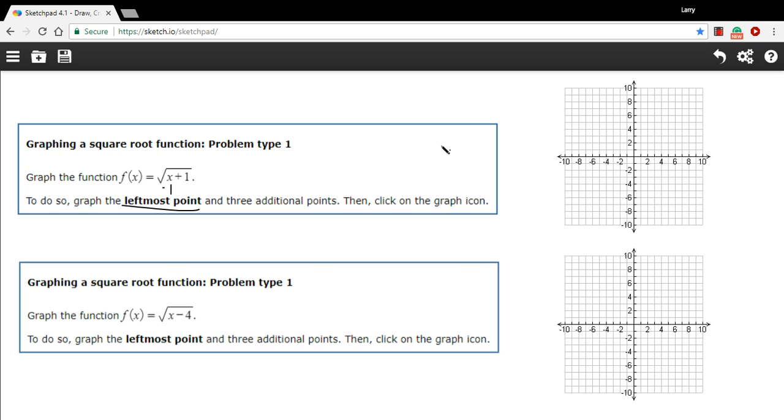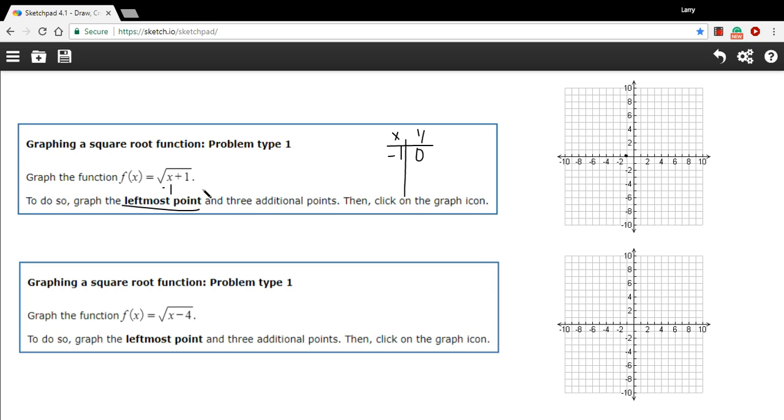So let me actually make a chart of values here for x and y. I just put in -1 for x, and what happens there is that this value becomes 0, so the whole function becomes 0, and this is our y value. So -1, 0 is our leftmost point. Let's just go ahead and graph that. -1, 0, right there.